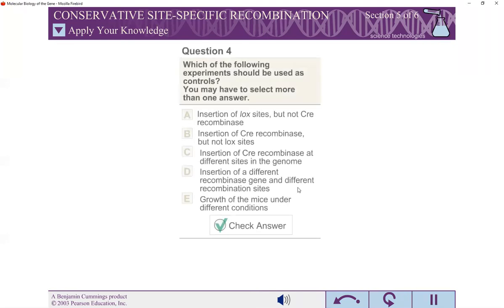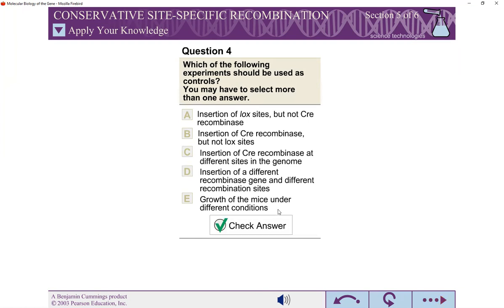Question 4. Which of the following experiments should be used as controls? Now, which of the following experiments should be used as a control in the entire procedure to determine whether the gene was a housekeeping gene or whether the gene was not a housekeeping gene? How can you use the controls? Could we grow the mice under different conditions?